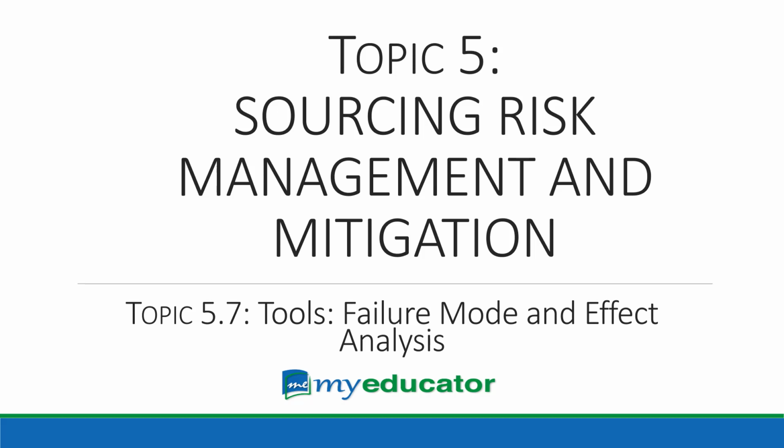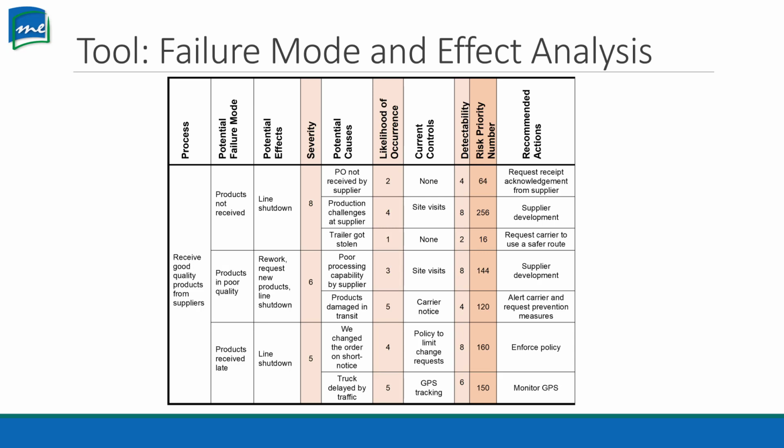Failure mode and effects analysis. So this is the final tool of our sourcing risk management and mitigation. This tool here helps us figure out the priority of our risk and some recommended actions that we're going to do once we fill it out completely. So what you see on the screen now can be done in Excel. There's actual forms you can use, but essentially you're just breaking it down.